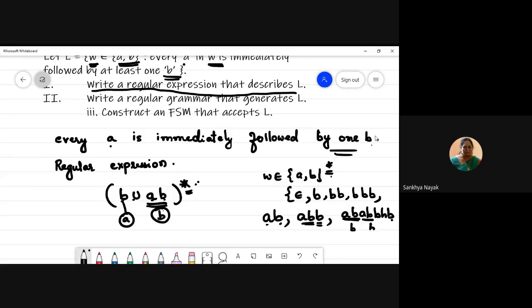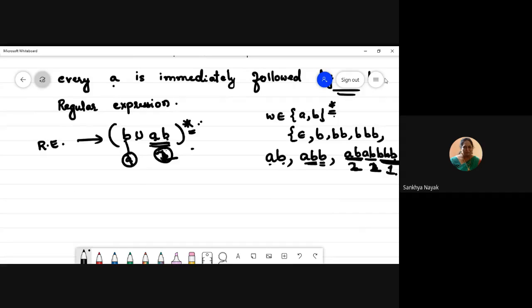Right? So I'll use this part, or let us make it as 1 and 2, second part. And for any number of B's to be generated, I want to use the first part. So this is my regular expression. Second one says, generate a regular grammar. Correct? Generate a regular grammar.